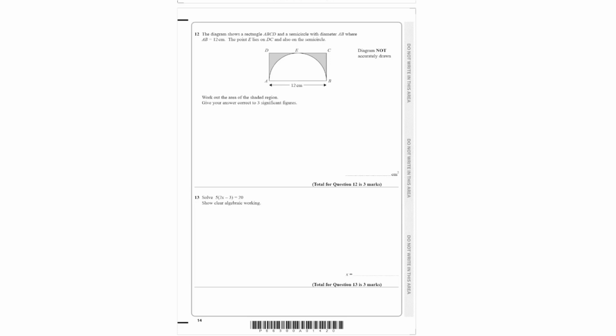The diagram shows a rectangle and a semicircle, semicircles being one half of a circle, with diameter AB, where AB is 12 centimeters. The point E lies on DC and also on the semicircle. Work out the area of the shaded region. Give your answer correct to three significant figures.